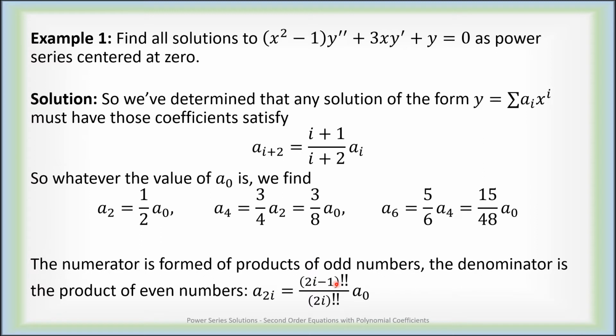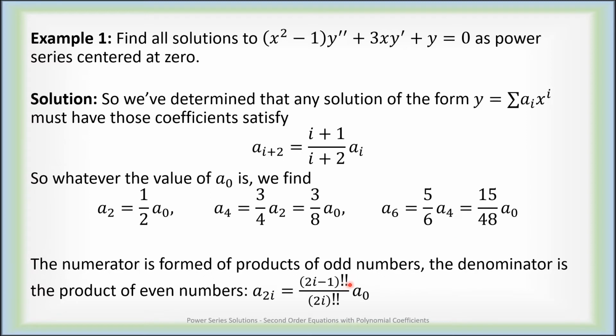So we are multiplying all of the odd numbers up to 2i minus 1, then dividing by multiplying all of the even numbers up to 2i. And if you've never seen this double factorial notation, it simply refers to this: a single factorial would be to multiply every integer all the way down until you hit 1.